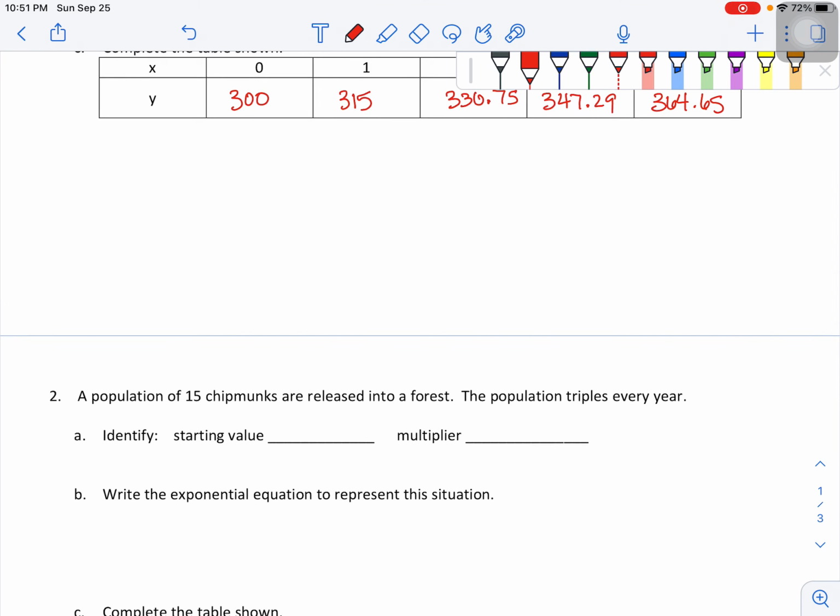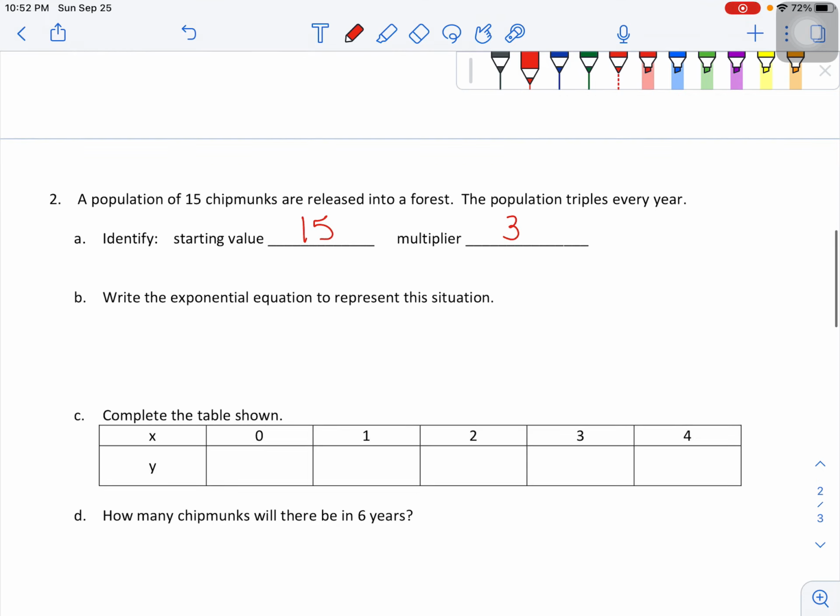Let's look at example 2. A population of 15 chipmunks are released into a forest, so obviously your starting value is 15. The population triples every year, so we're going to put a 3 for our multiplier. So we're just going to write the exponential equation. Instead of y equals a times b to the x, we're going to write y equals 15 times 3 to the x.